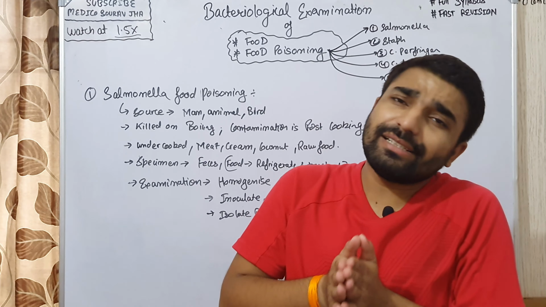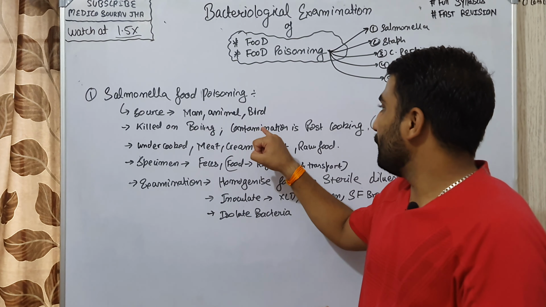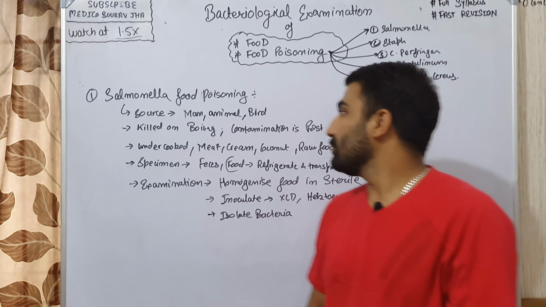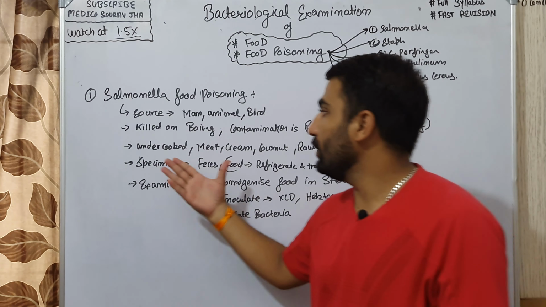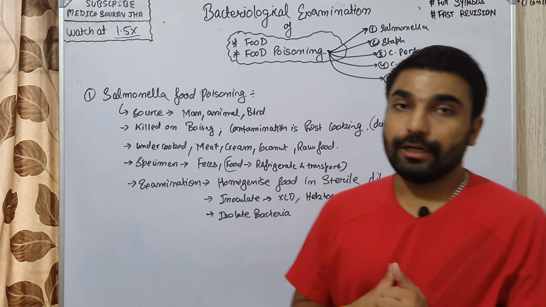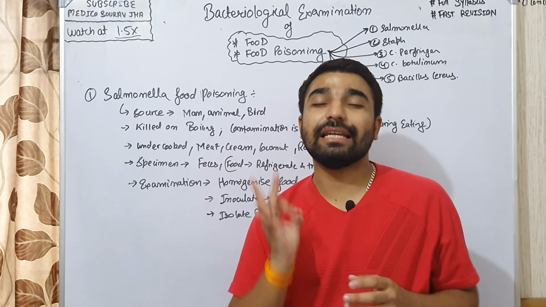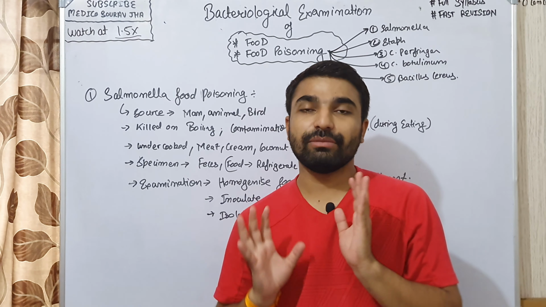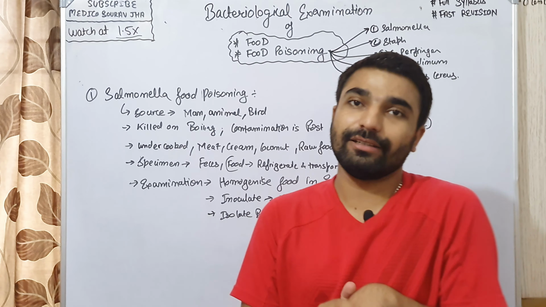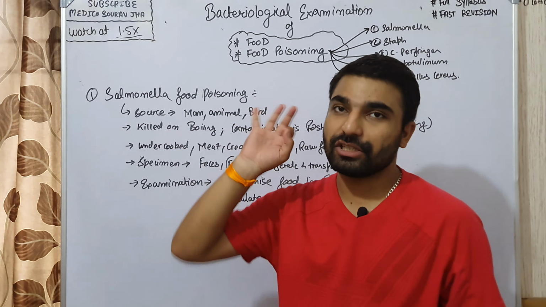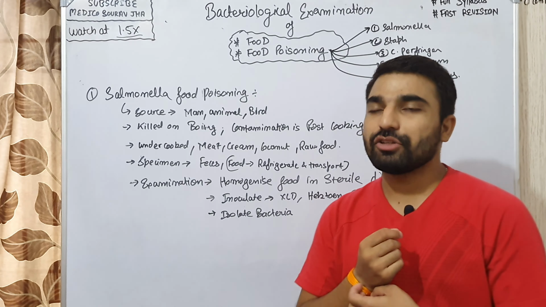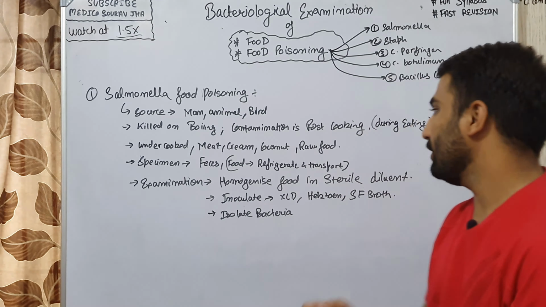So mainly it is seen that the food is contaminated after the food is made and cooked. It can also be present in raw food like undercooked meat, cream, coconut and raw food. Salmonella hates heat. If food is properly cooked and your hands are properly sanitized before eating anything, you will not get infection of salmonella. That's my guarantee.